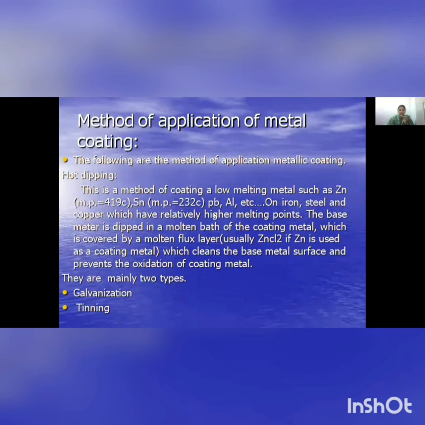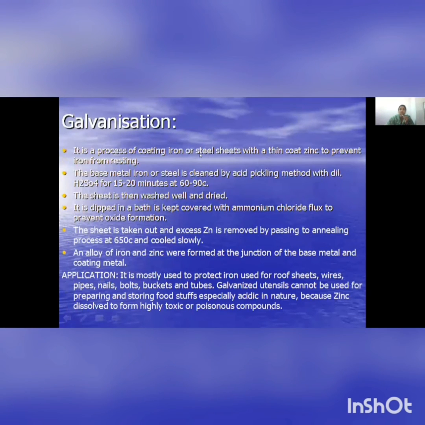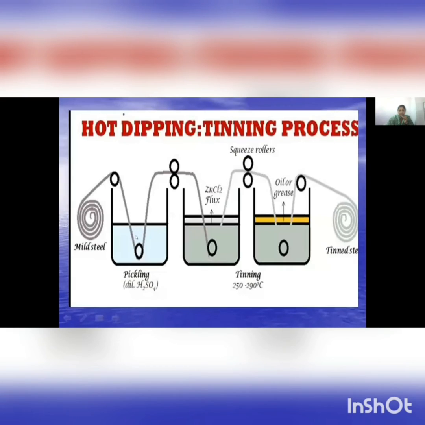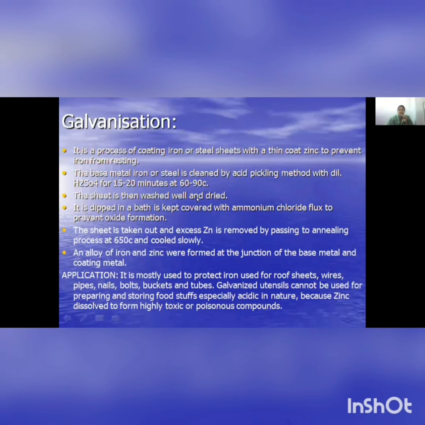So what about galvanization? It is a process of coating iron or steel sheets with zinc to prevent iron from rusting. The base metal, iron or steel, is cleaned by the acid pickling method with dilute H2SO4. This is the first diagram, and the steel sheet is acid pickled with dilute H2SO4 solution at 60 to 90 degrees Celsius.